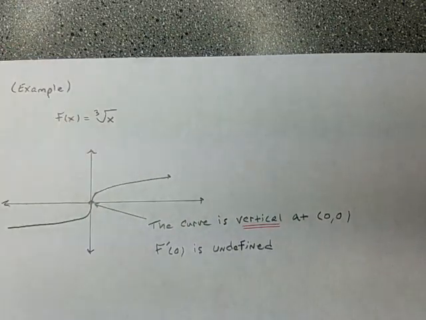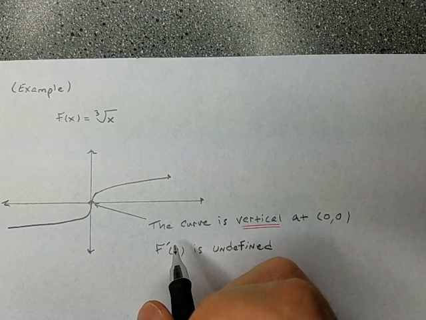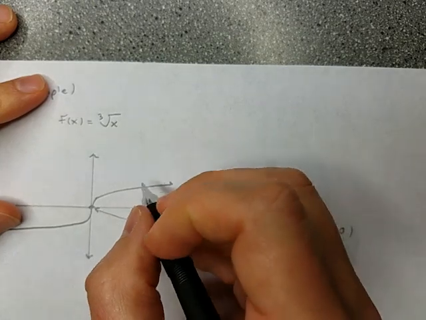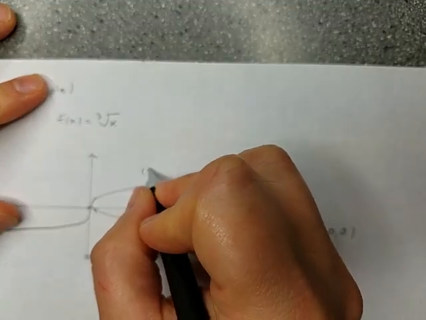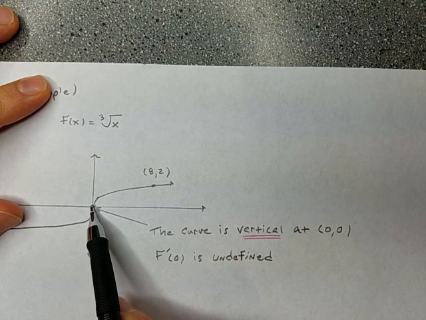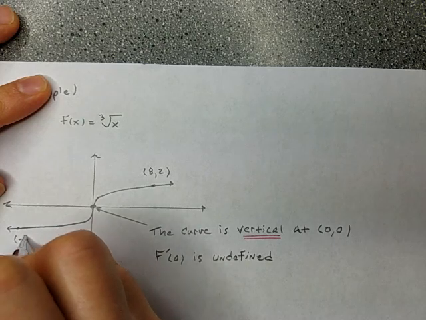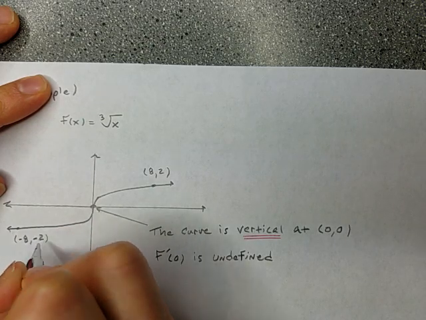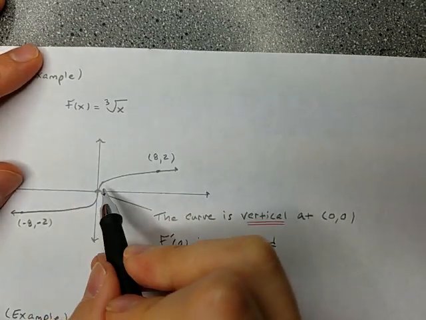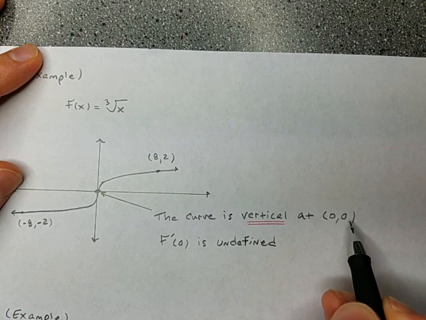What about this one? Okay, so this curve, the third root of x. These curves, if you really had to, you could plot them out one point at a time. Like I could find that 0 for x, 0 for y is on this curve, 8 for x, 2 for y is on the curve, negative 8, negative 2. I could plot a bunch of points on graph paper if I wanted to. The nature of this curve, though, is that it's vertical right there at 0, 0.